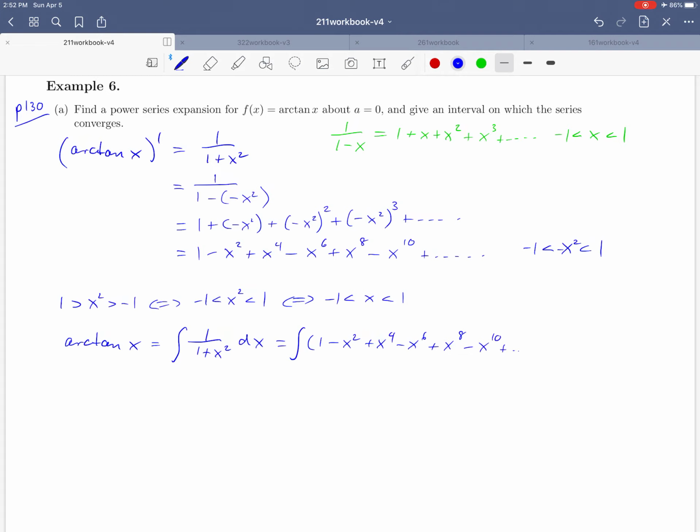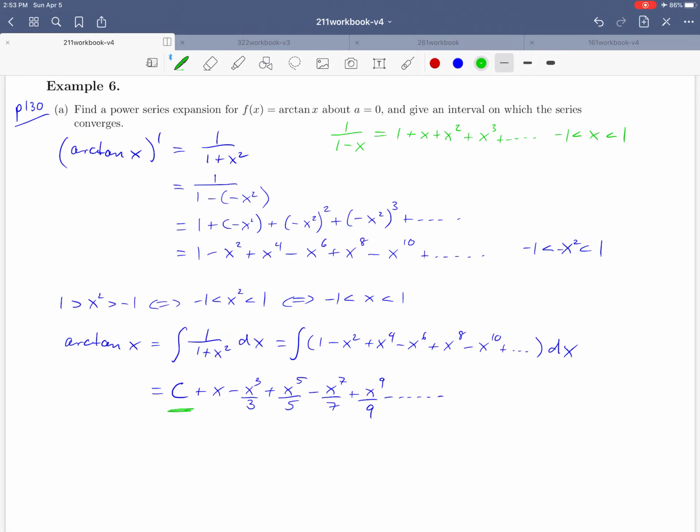I think going up to x to the 10th shows the pattern. And we are pretty good at integrating by now. So we're going to write the arbitrary constant first, and then the integral of 1 is x. The integral of minus x squared is minus x cubed over 3 plus x to the 5th over 5 minus x to the 7th over 7 plus x to the 9th over 9. We still have an alternating series that picks up all the odd powers of x and then has that same odd power in the denominator.